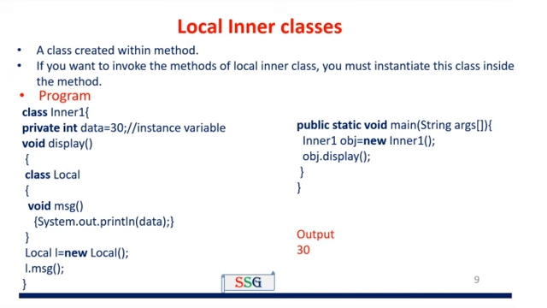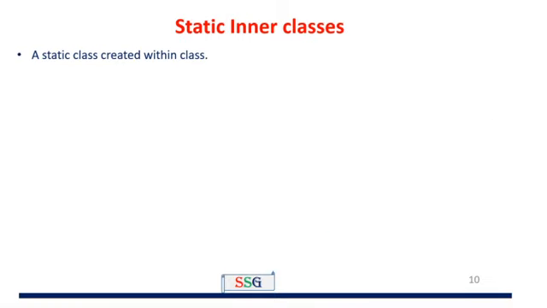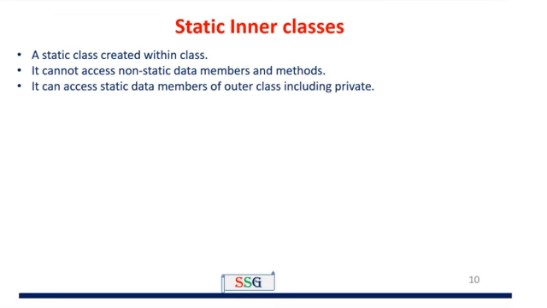That is local inner classes. That means a class created within a method is called a local inner class. The last one, static inner classes. A static class created within the class. That means the outer class has one class, and inside the outer class we create the static class. It cannot access non-static data members and methods. It can access only the static data members of the outer class, including private. That is, static inner classes access the static data members of the outer classes only.